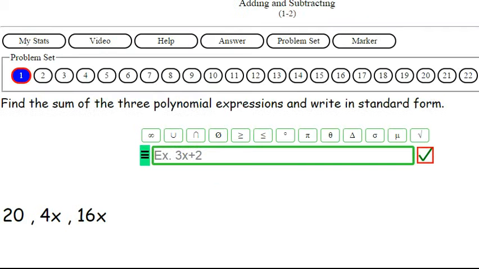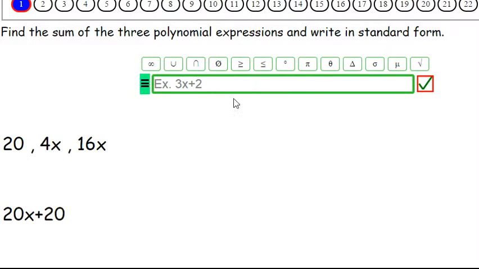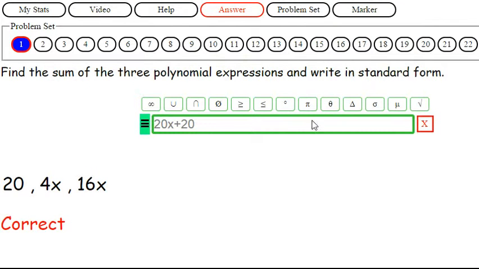Let's go over to the page and see what we've got going on here. Looks like everything's good. 20x. Let's type it in: 20x plus 20. Make sure that's all good. Correct. All right.